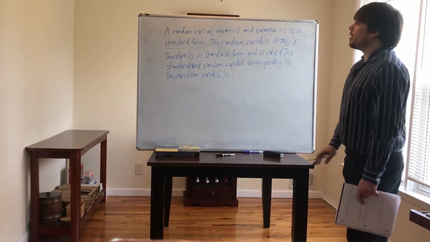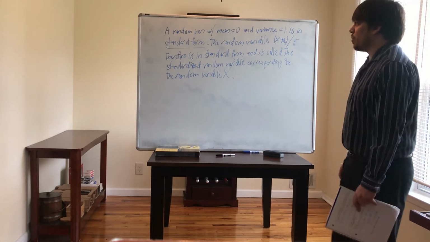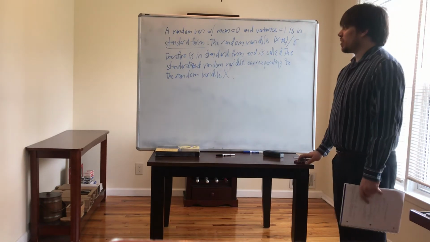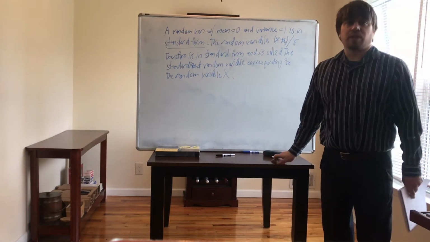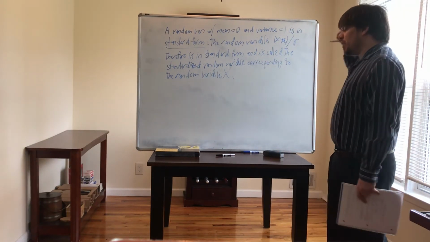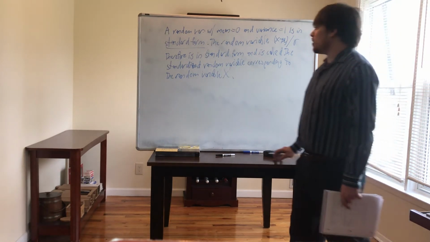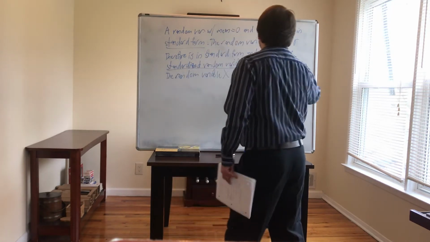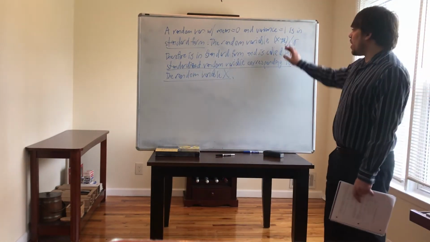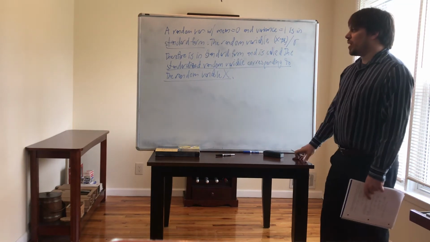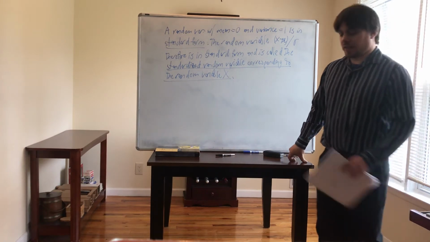Okay, so a random variable with mean equal to 0 and variance equal to 1 is in standard form. The random variable x minus mu over sigma therefore is in standard form because we showed its mean was 0 and variance was 1 in the last theorem. So x minus mu over sigma is called the standardized random variable corresponding to the random variable x. So we let y equal x minus mu over sigma. Y would be the standardized random variable corresponding to the random variable x.